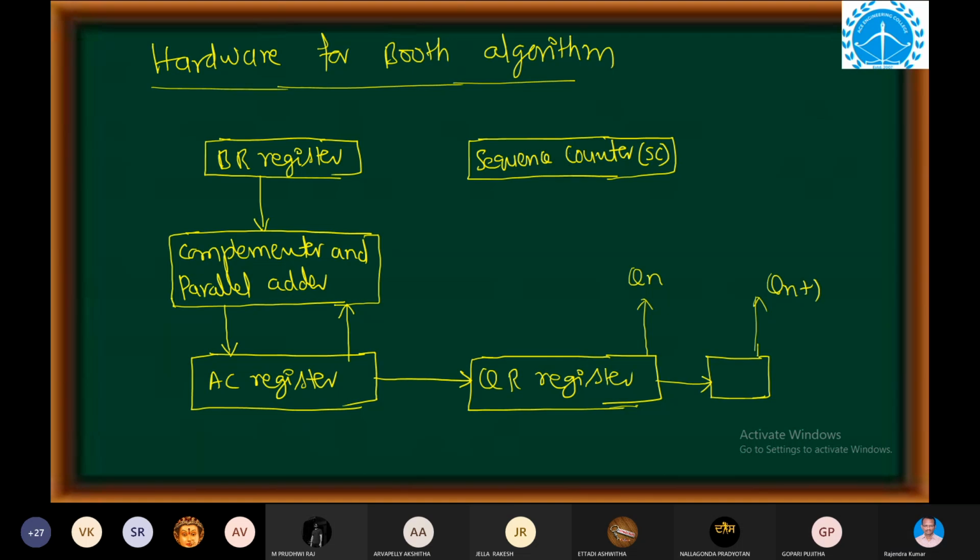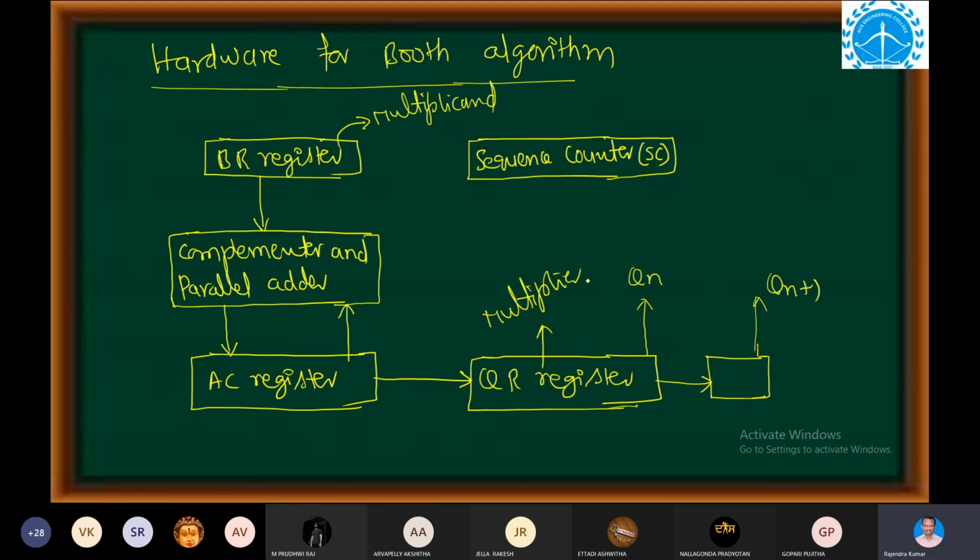Here, the BR register contains the multiplicand, and the QR register will contain the multiplier. So the BR register will contain the multiplicand and the QR register will contain the multiplier.